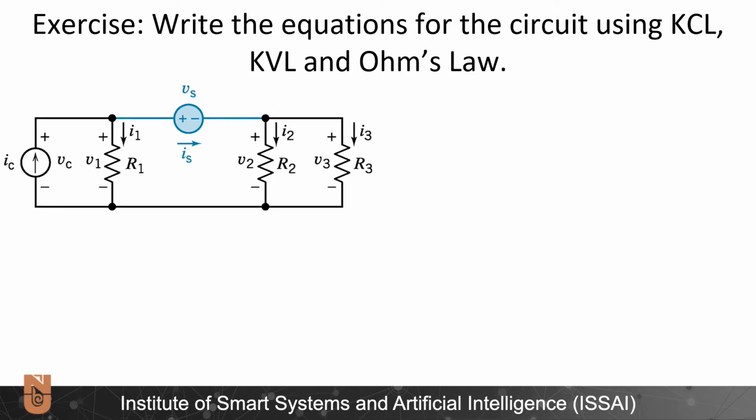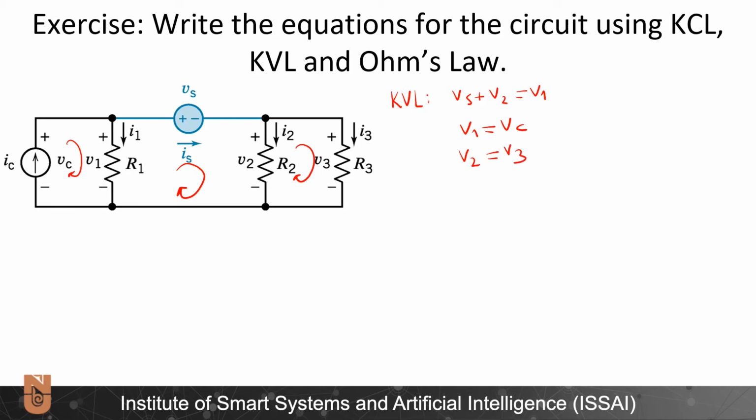Let us start with writing KVL equations. Firstly, for this loop, Vs plus V2 is equal to V1. Then for this loop, since both Vc and V1 are in parallel, V1 is equal to Vc. Similarly, for this loop, we have V2 is equal to V3.